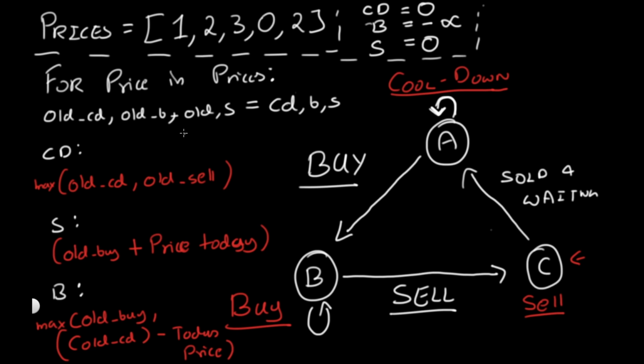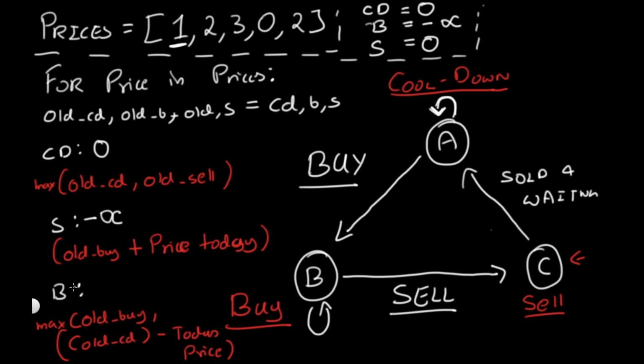So let's see our first iteration. In our first iteration, we have the number 1. Over here, we're going to compare between our old cooldown and our old sell. What is our old cooldown in the beginning? It's 0. So we're comparing between 0 and 0. It doesn't matter. We're just going to get a value of 0. Okay, and now let's look at our sell. We're going to sell what we currently have. Our old buy is negative infinity. Negative infinity plus 1 is still negative infinity. So we're going to still have negative infinity.